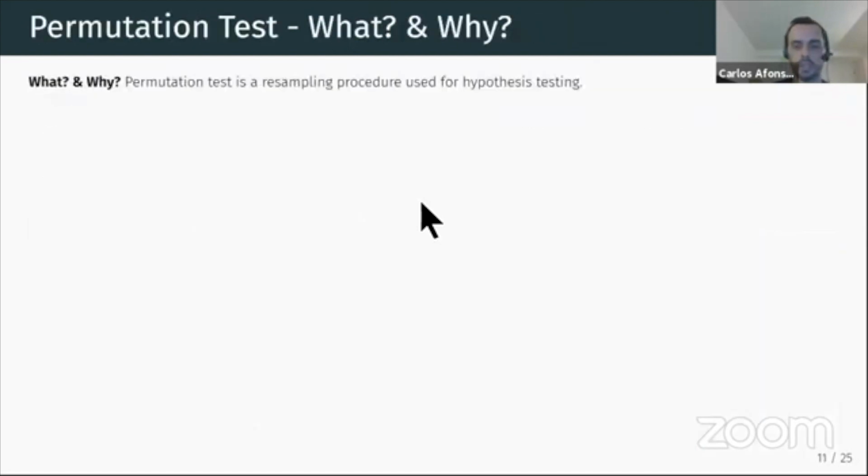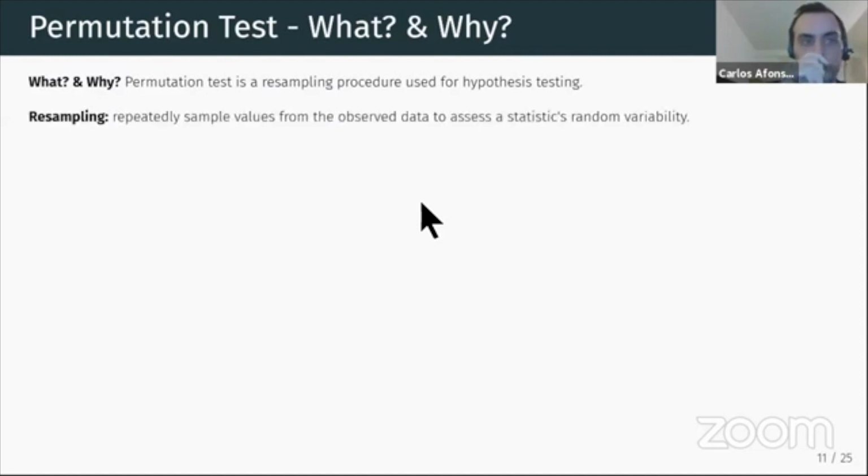All right. We're going to use a permutation test to do the hypothesis testing. So what is a permutation test and why do we use it? A permutation test is a resampling procedure that is often used for hypothesis testing, and we'll go into the details. So what's resampling? Resampling is the process of repeatedly sampling values from the observed data, in our case the observed data of the A/B testing, to determine the variability within a statistic. In our case, we want to determine the random variability within our test statistic, which is the difference between A and B.